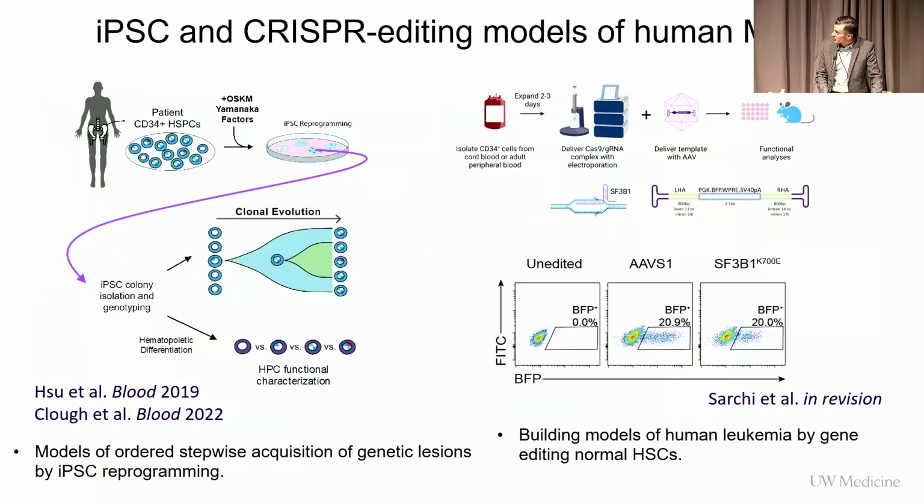In particular, we've been using two different approaches that I'll talk about today to develop these models. One, on the left-hand side, is induced pluripotent stem cell reprogramming: taking cells from the marrow of these patients, reprogramming them using Yamanaka transcription factors, and then establishing pluripotent stem cell lines as a tool for disease modeling. The second approach, our newer work, is CRISPR editing of primary CD34 positive cells to establish these models.